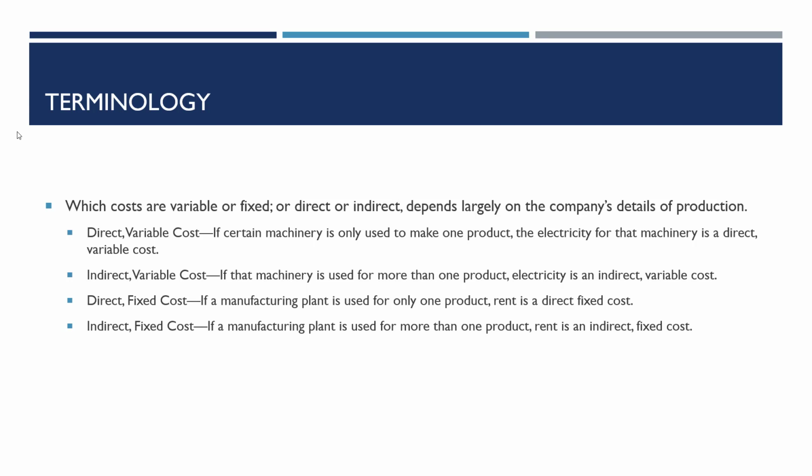If you have a manufacturing plant that only makes one product in that plant, which you'd be surprised happens more often than you think, especially with small production facilities, you could have a fixed cost that could still be directly traced to that.